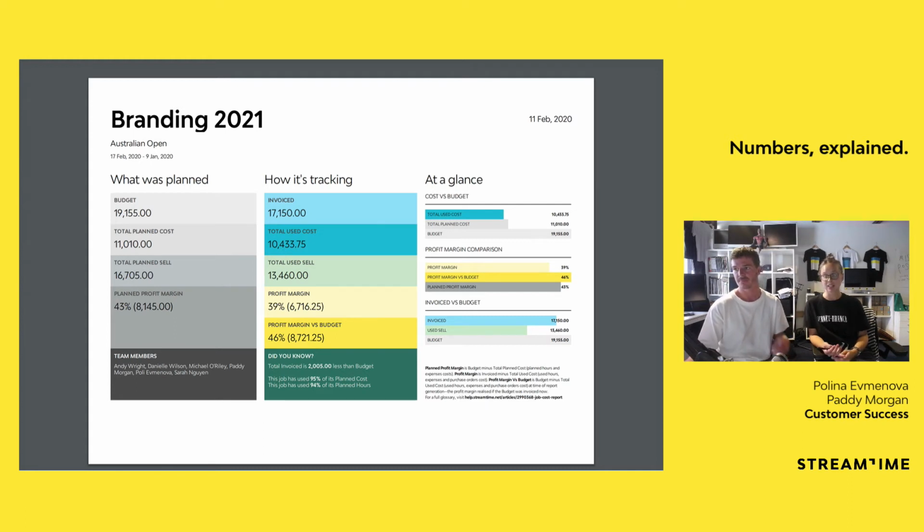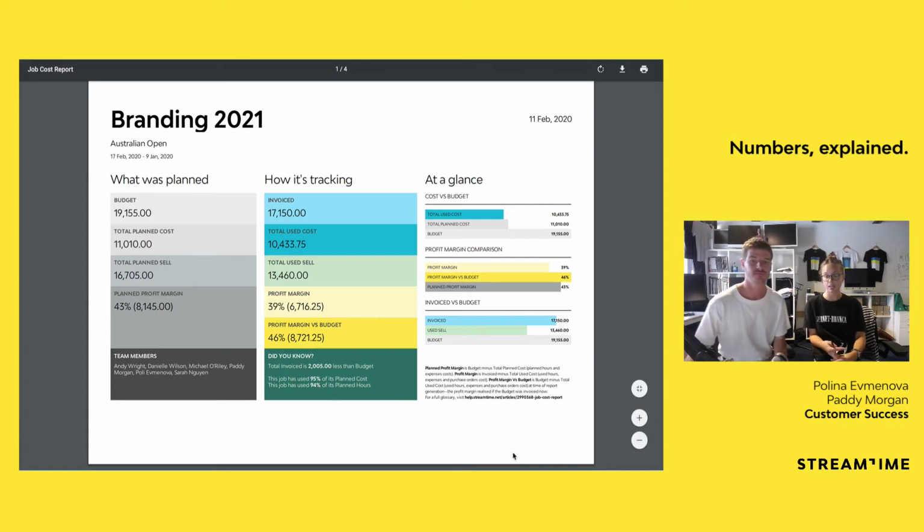So essentially, on the JCR, there are three figures. There's the planned profit margin figure, there's the profit margin versus budget figure, and the profit margin figure. The first two are essentially us predicting and helping you with estimating that profit margin.